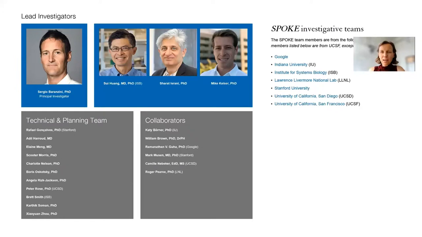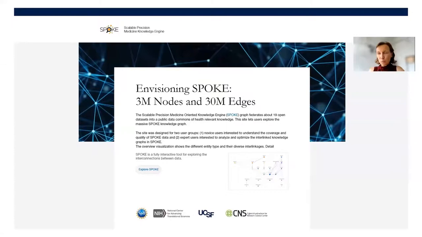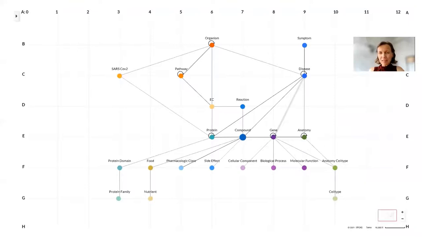co-PIs. As part of this team effort, we developed an explorer that helps you to envision or to visualize SPOKE, 3 million nodes and 30 million edges, which federates about 19 open data sets into a public common data set for health relevant knowledge. And if you click on that Explore SPOKE button, you go over to a visualization of the many different types of knowledge that are in that knowledge graph.